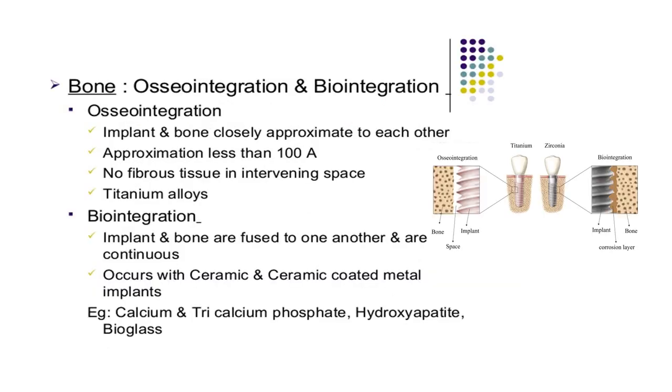Basically in osseointegration, the bone and implant approximate to each other, but the approximation is less than 100 angstrom. Angstrom is the unit which is 10 raised to the power minus 10 of a meter. So the space that we mentioned is present is less than 100 angstrom, and again no fibrous tissue, and it only takes place in titanium and its alloys. Whereas in biointegration there is no space, the implant and bone are continuous and fused to each other, and it occurs only in ceramic and ceramic coated metals.